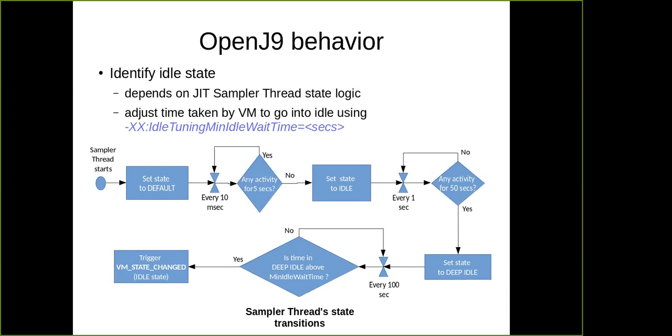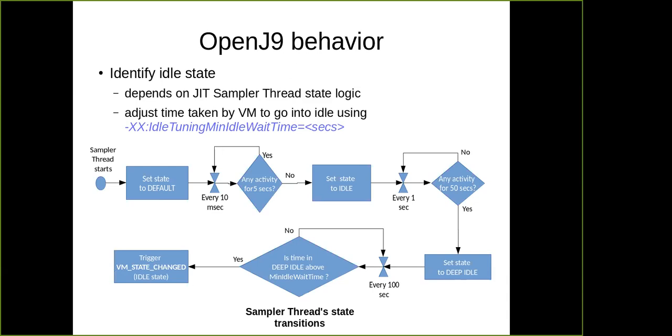In idle state, it also changes its sampling frequency to 1 second. Since the application is idle, it doesn't make sense to sample the application that frequently. So it increases the sampling frequency to 1 second. If it continues in idle state for another 50 seconds, then it changes state to deep idle. And in deep idle, the sampling frequency is set to 100 seconds.